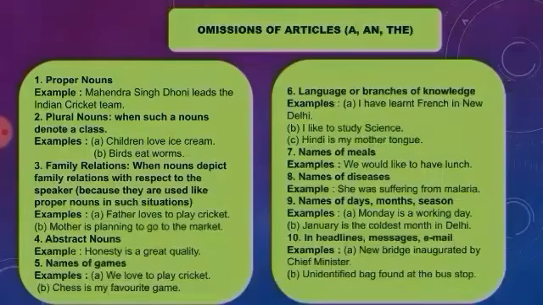Fourth one, abstract nouns. For example, honesty is a great quality. So we will not use an article before abstract nouns. Fifth one, names of games. For example, we love to play cricket. Chess is my favorite game. So we will also not use articles before the names of games.